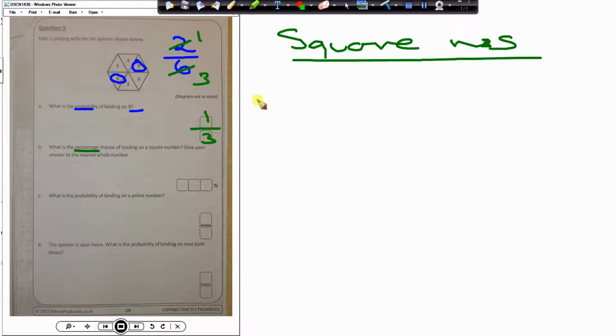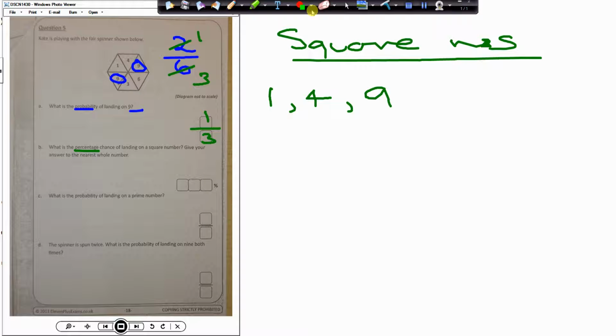Okay, next question. What is the percentage chance of landing on a square number? Give your answer to the nearest whole number. First of all, let's have a look at some of the square numbers that we know of. The first square number is 1 times 1, which is 1. The next is 2 times 2, which is 4. And the next is 3 times 3, which is 9. There's no point in going further than that because the next square number is going to be much bigger.